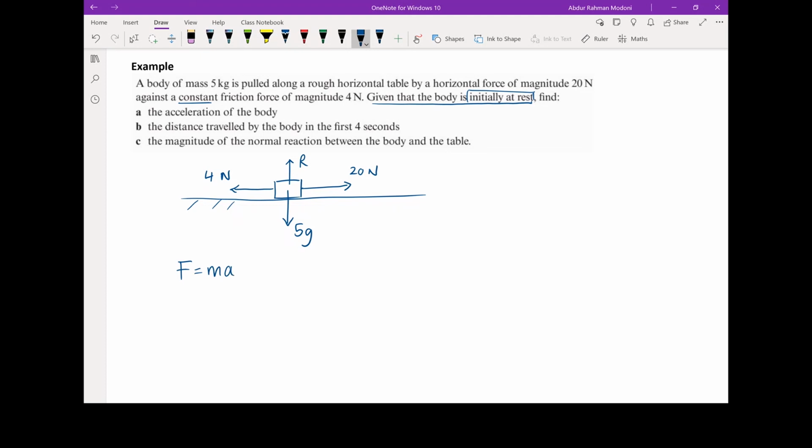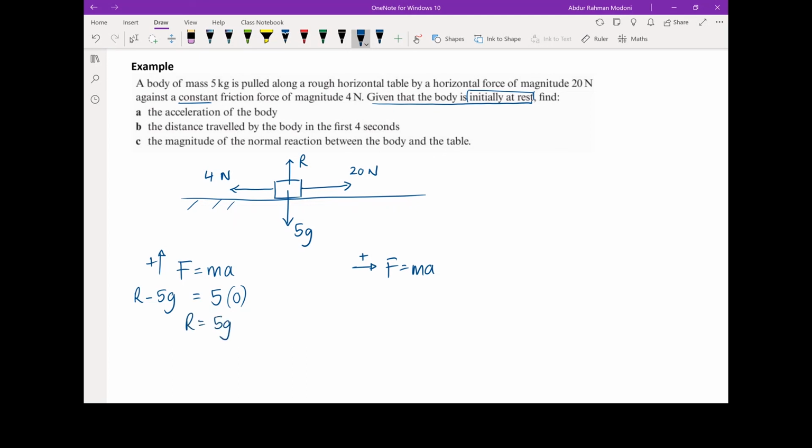apply Newton's second law in the vertical direction, taken up as positive, and I can apply F equals ma in the horizontal direction, taking right as positive. I've taken the initial direction of motion right to be positive for the horizontal case. So what are my resultant forces vertically first? Well, up as positive, so I have R minus 5g is equal to the mass, which is 5, times the acceleration in the vertical direction, which is 0, since it's not moving up or down, because the object is moving horizontally. This then gives us R is equal to 5g.